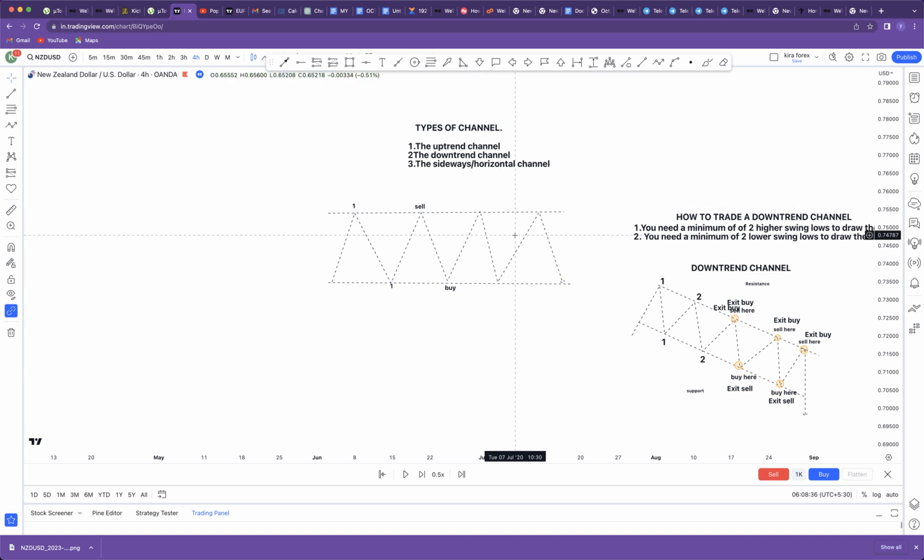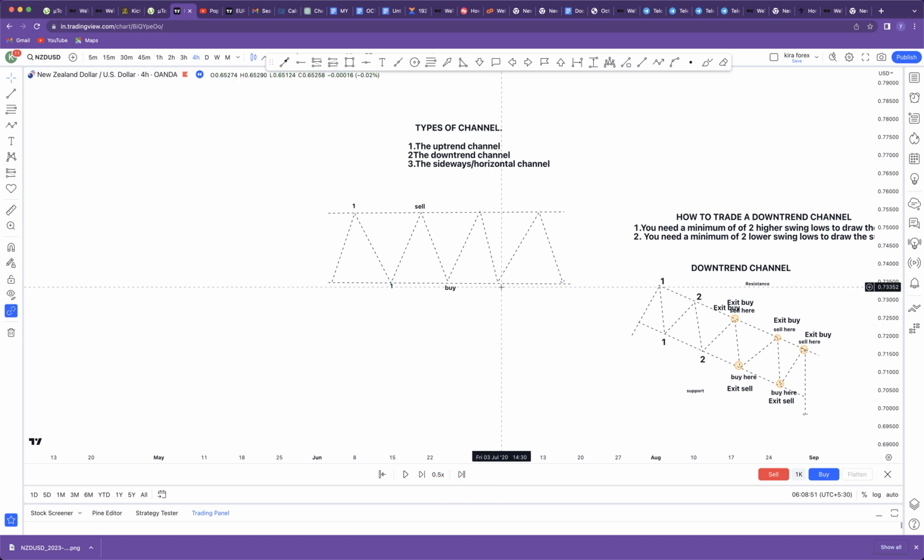Now when you sell at the resistance, you take your profit at where you are going to buy from the support. So when you sell at the resistance, you're going to take your profit at where you buy at the support.